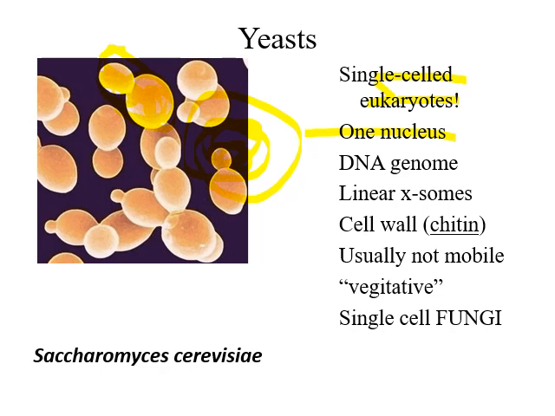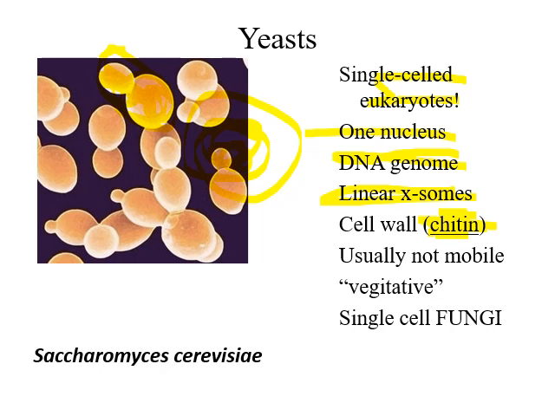Yeast cells are a little bit smaller than human cells, and so you can recognize them under the microscope because they're a little bit smaller. They tend to be around 5 microns or something like that. They have a DNA genome. There are no yeasts that have an RNA genome. They have linear chromosomes, not circular chromosomes, and they do have a cell wall, and that cell wall is made of chitin, a polysaccharide called chitin.